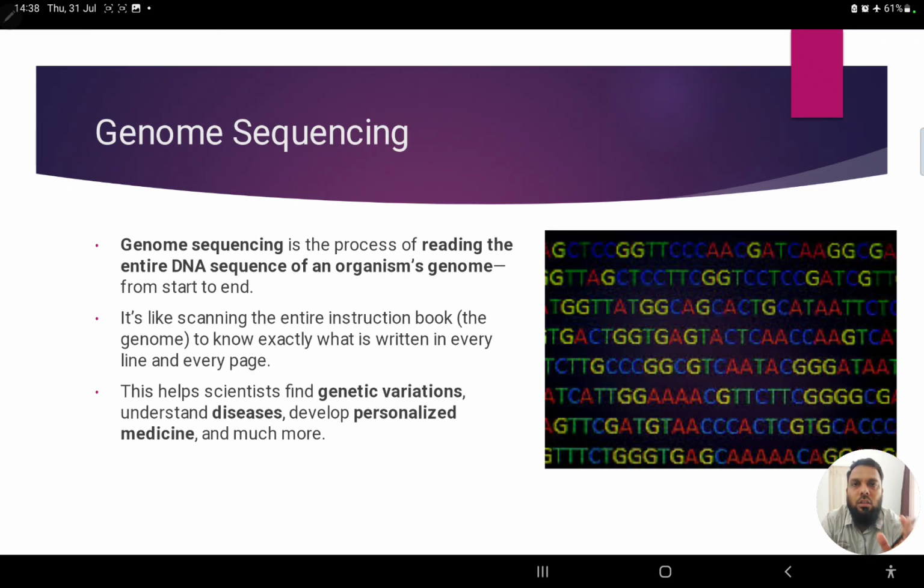Now coming to the actual concept of genome sequencing. I hope you got all the basics clear over here. Genome sequencing is the process of reading the entire DNA sequence of an organism's genome from start till end. Reading the entire DNA of an organism's genome. Genome is the set of all genes. Reading it in a particular order is sequencing, right? Arranging in sequence and then reading it. Genome sequencing, right? From start to the end, complete till the end.